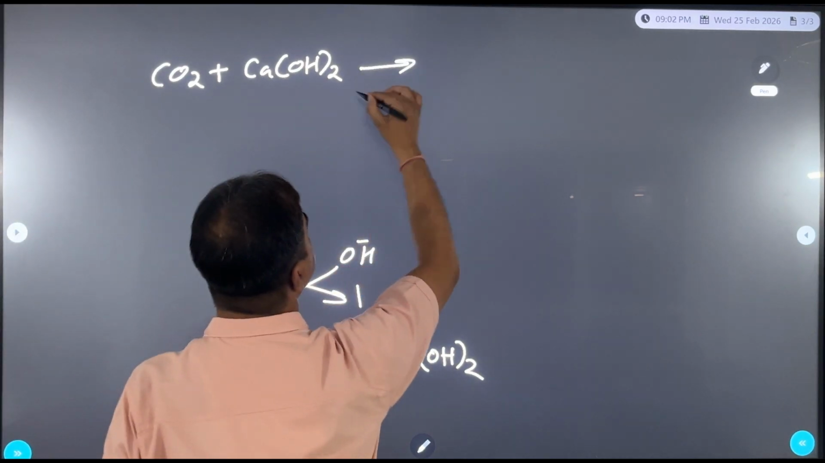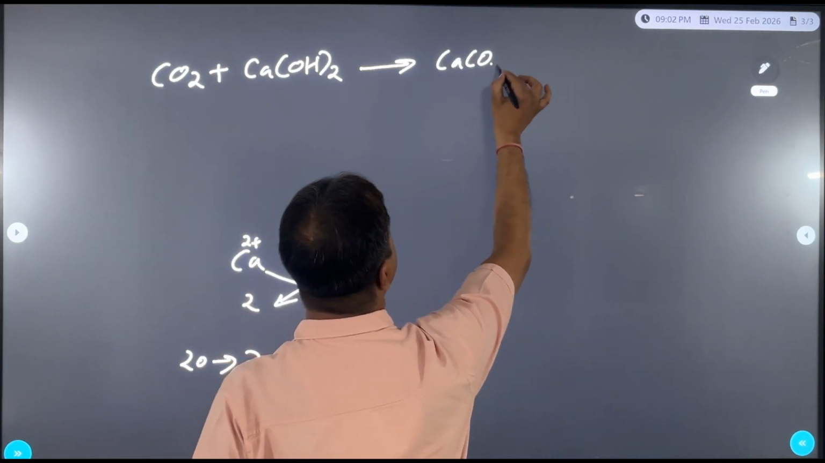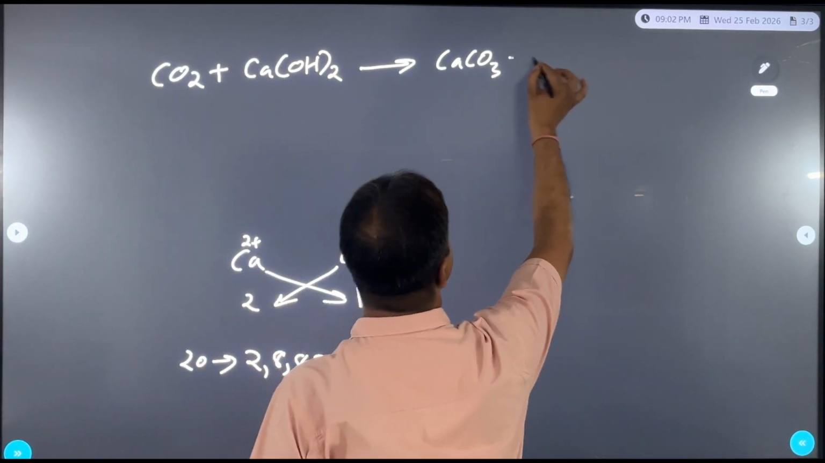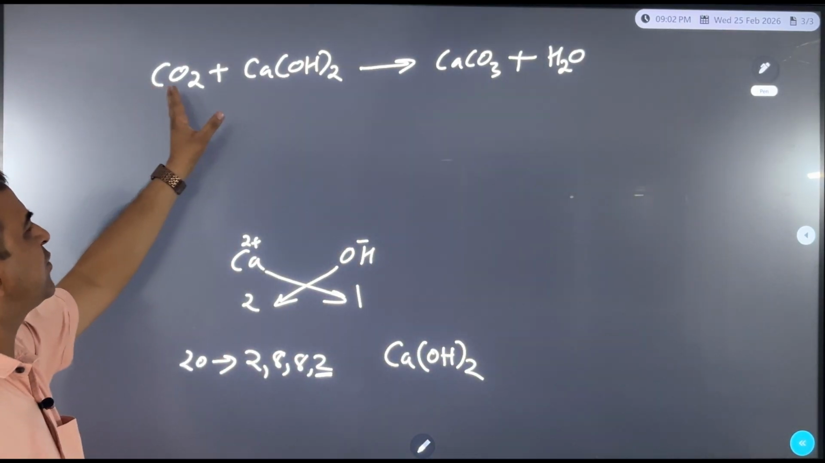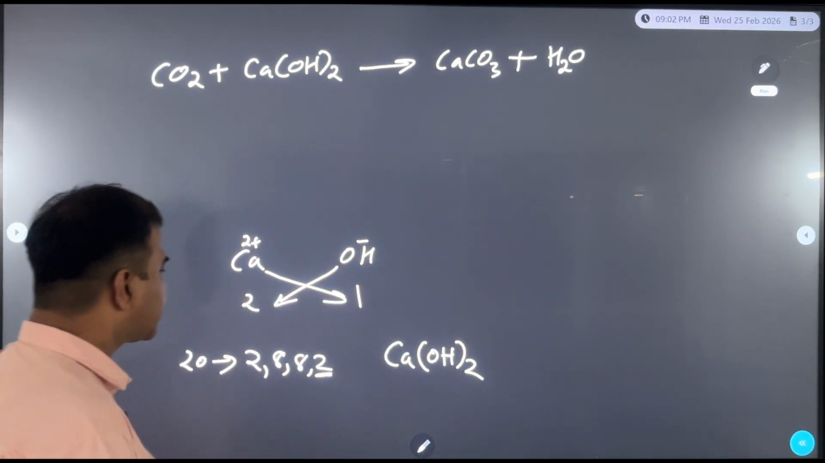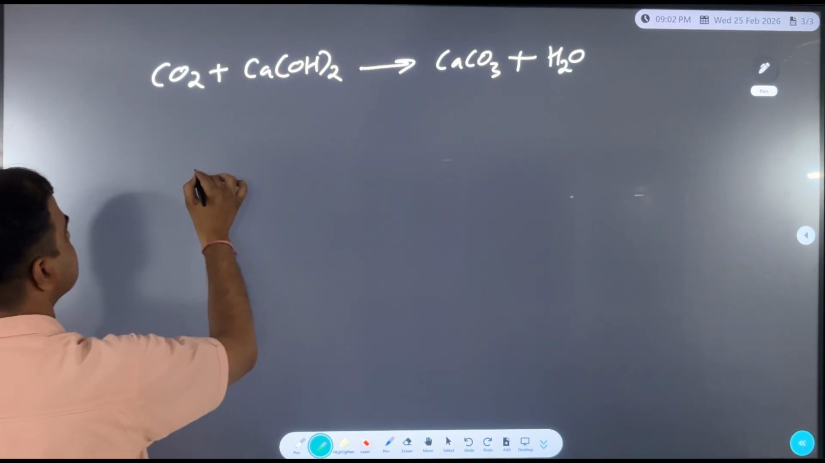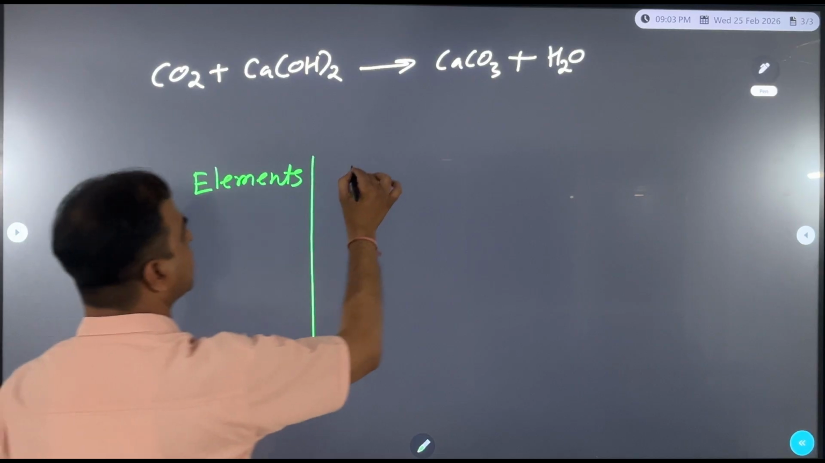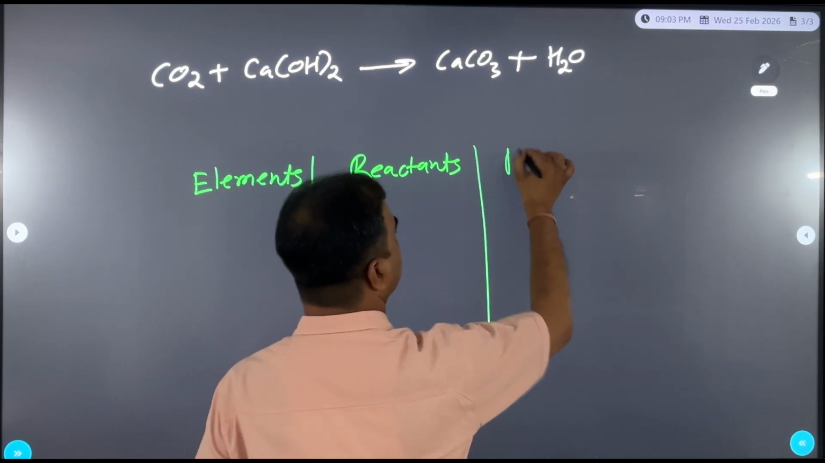Now after the completion of the reaction, it will form calcium carbonate, because carbon dioxide is reacting with it, as well as a water molecule. So here carbon dioxide reacts with calcium hydroxide to form calcium carbonate and water. Now we will check. I will erase this. Check again. This is the list of elements. Here are the reactants. This is the product.